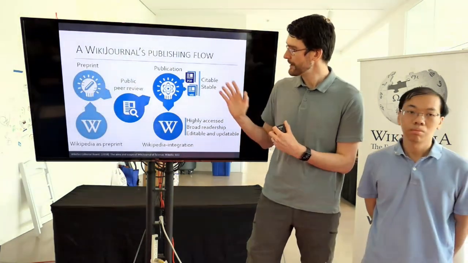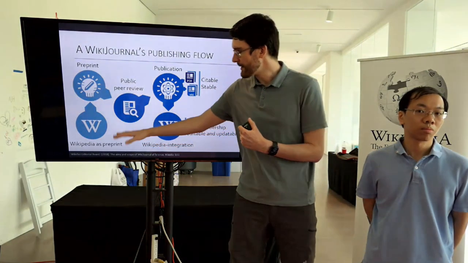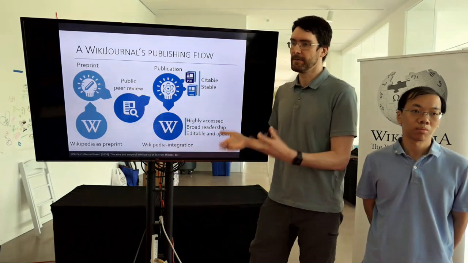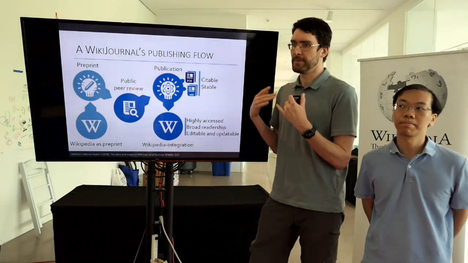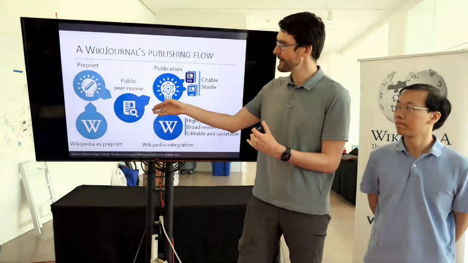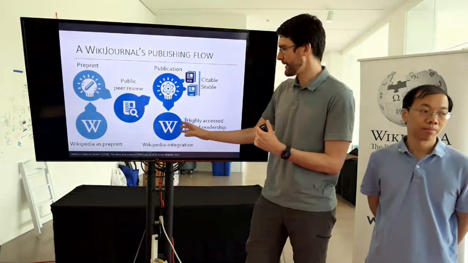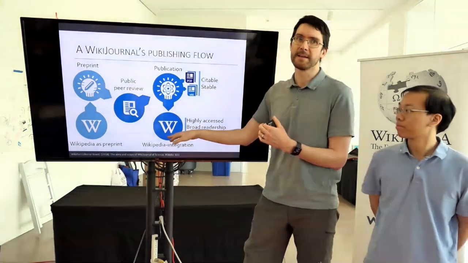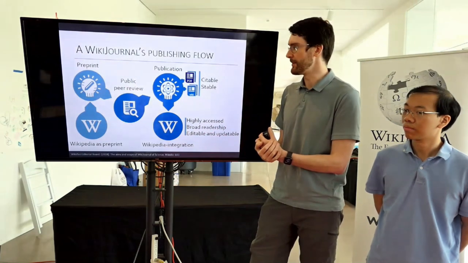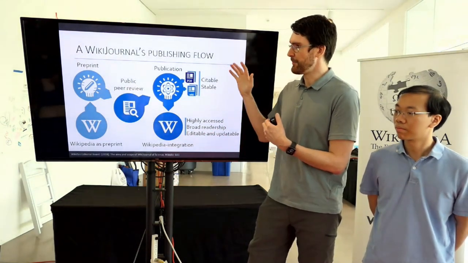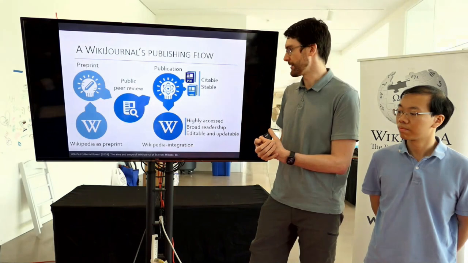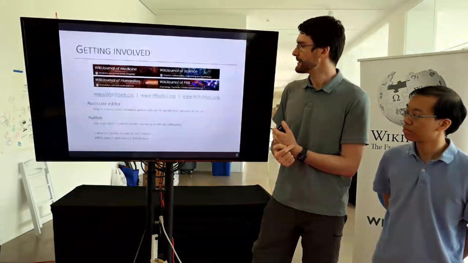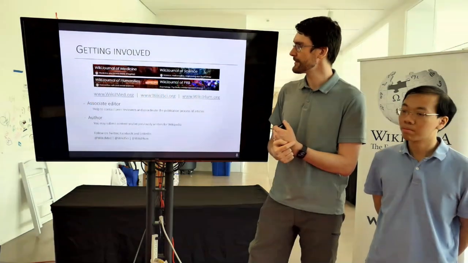There's also the option to start making updates in Wikipedia. You improve an article, and after the improvement, you submit it through this publication flow. You improve a particular Wikipedia page, get it peer-reviewed, and you can get a mention as an author of a scholarly work. So there are many ways of getting involved.